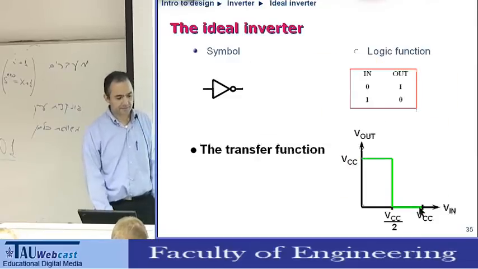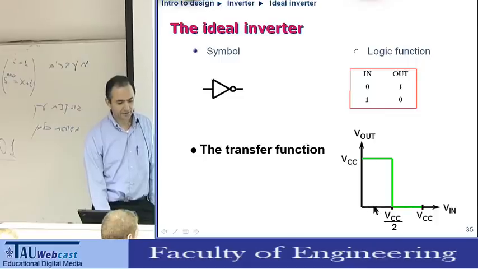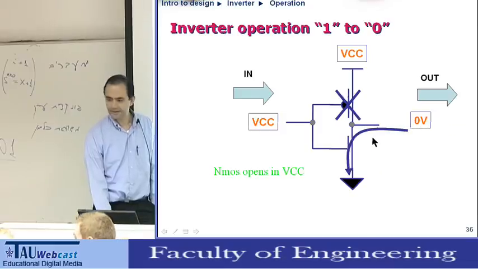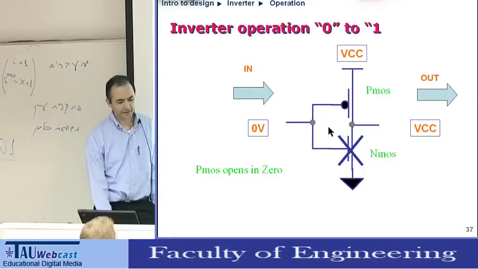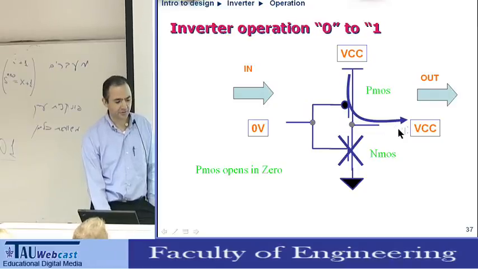So I will skip some of these foils. You all know what an inverter is and how it works, and where the voltage switch is, and that if we put a high voltage, we get a 0, and if we put a zero voltage, then the NMOS is not conducting, and then the output voltage is VCC. Okay, so you all know that.